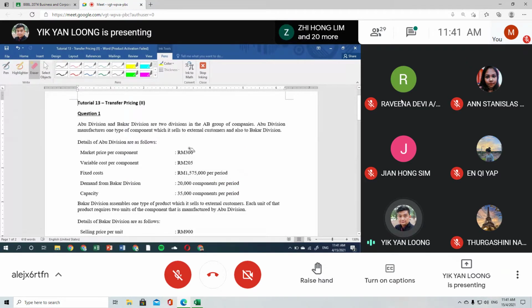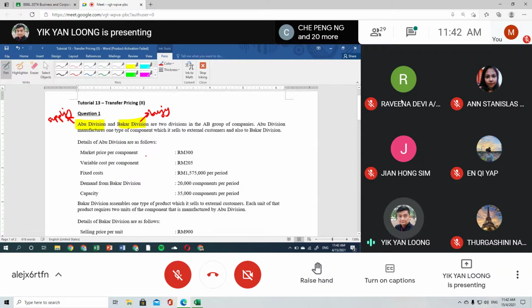in this question, you have two divisions. One is called Abu, and one is called Bakar, right? Now, Abu division manufactures one type of component which is sold to external customer and also to Bakar division. So that means to say Abu here is actually the supplying division, and Bakar here is the buying division. Okay. Details of Abu division are as follows.